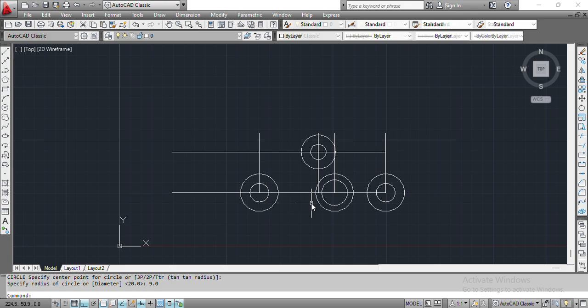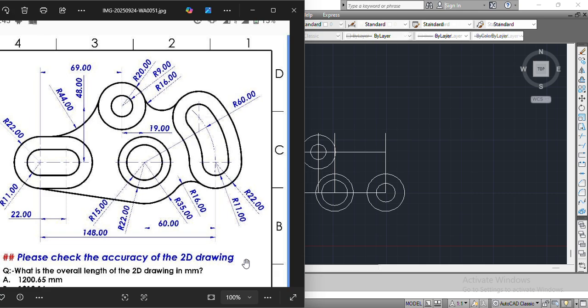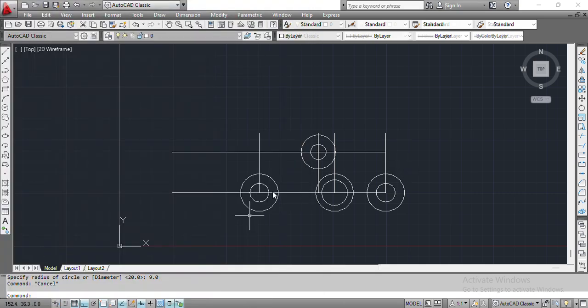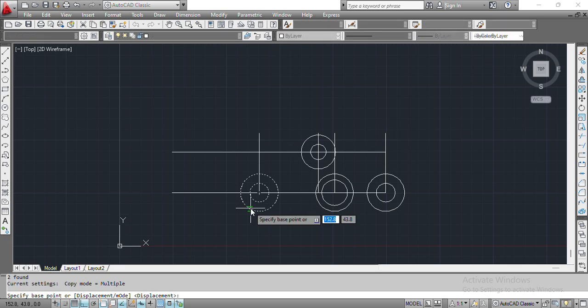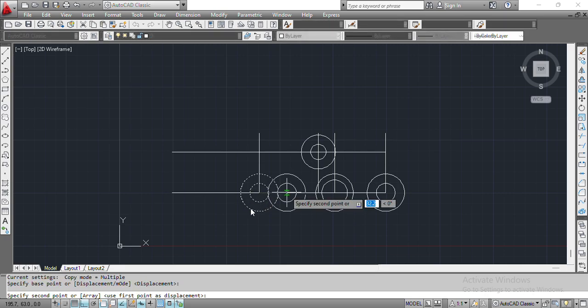Well, so with that, as indicated here, you can see these half circles have a center distance of 22. So we are going to copy the first two circles to a distance of 22. We copy this, copy to a distance of 22.0.